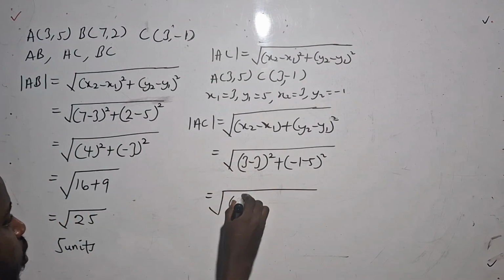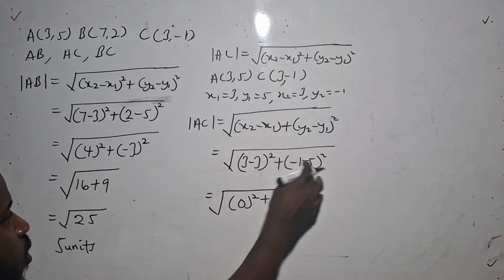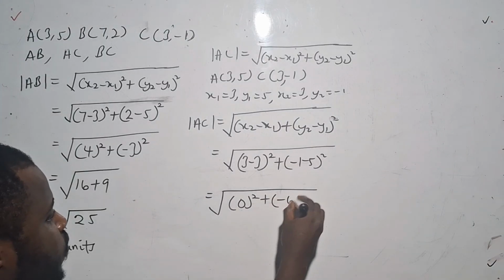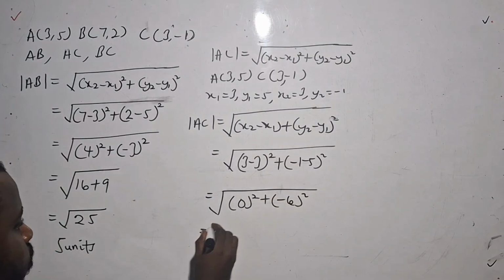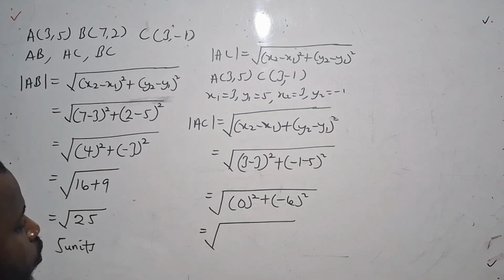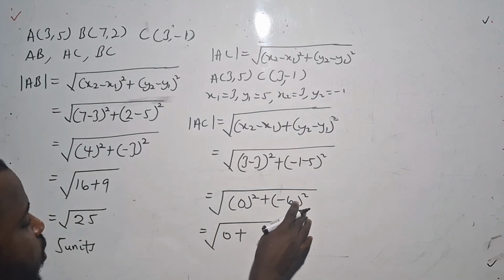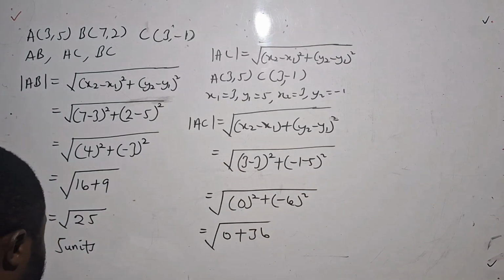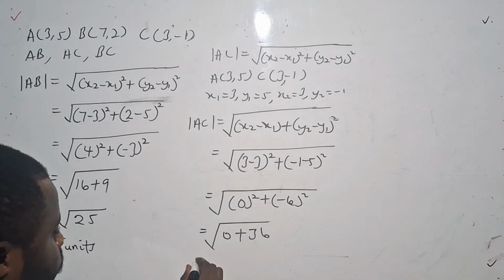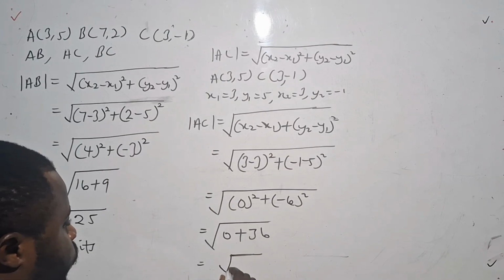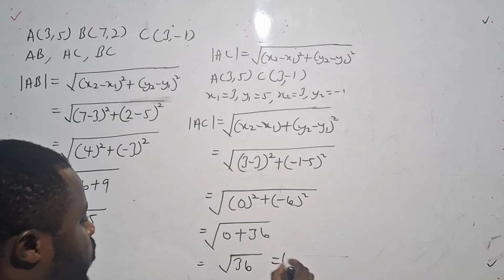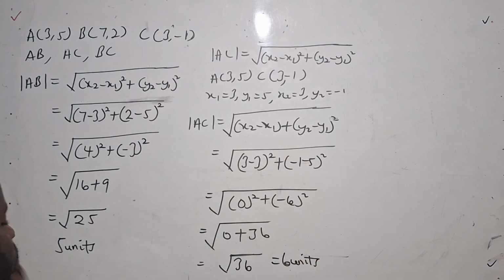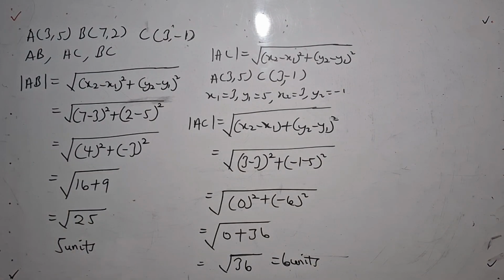So 3 minus 3, 0 squared, -1 minus 5, -6 squared. So this one gives me 0 plus 36, so this will give me 36, which will also give me 6 units. AB has given me 5 units. AC has given me 6 units.